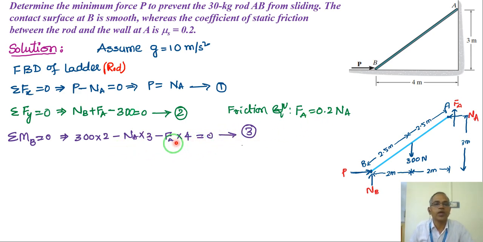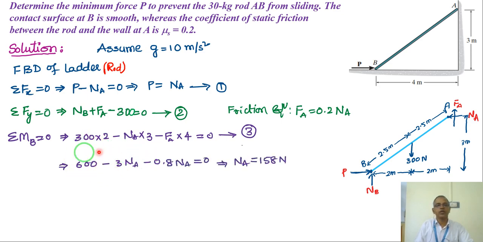So I know FA is 0.2 NA. So 3 NA plus 0.2 NA, so 3.2 NA, right? So equal to 600, right? 600 minus 3.8 NA equal to 0. So NA becomes 158 Newton. So hence NA is known to me, I can find FA, or directly, NA is known to me, I can find P, which is NA. So P equal to NA equal to 158 Newton.